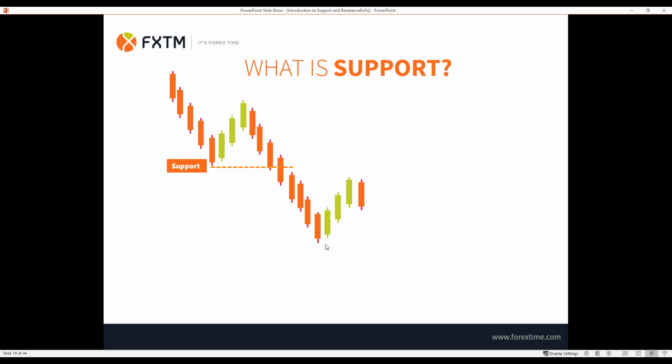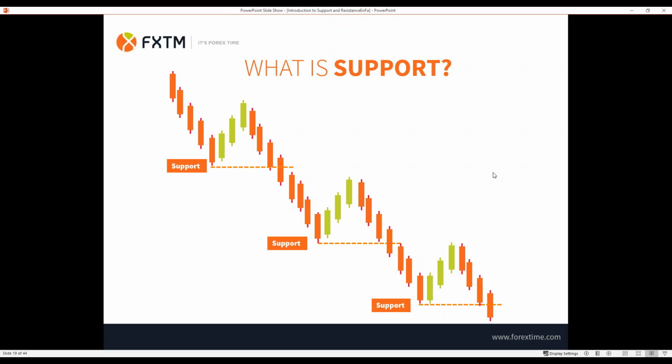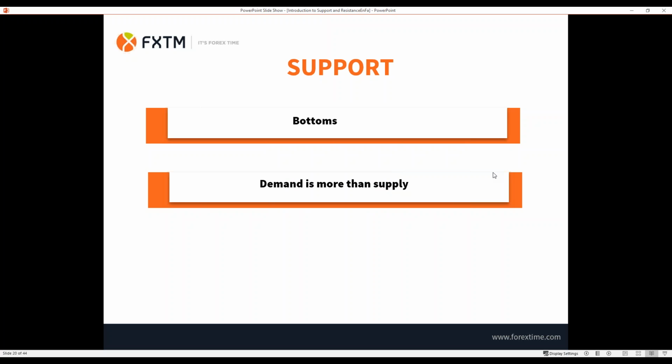And then this is another bottom, any definition you want to apply, and of course it's also a support. And this is another bottom here, and similarly it's another support. It's another support, this one here. Excellent. Let's go on. And support actually is a bottom, and in economic terms demand is more than supply. Okay. So let's go on.